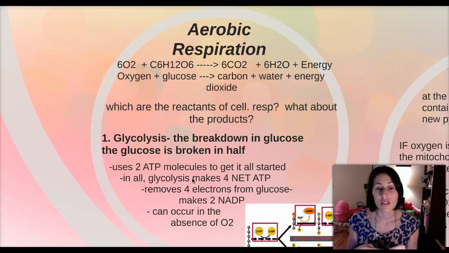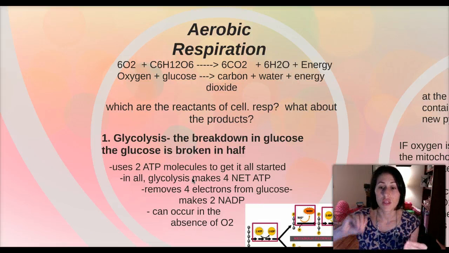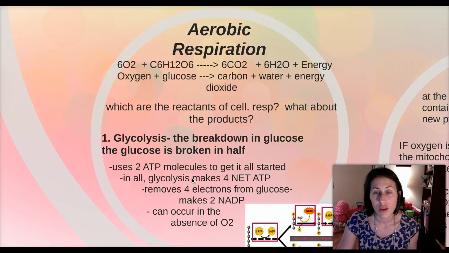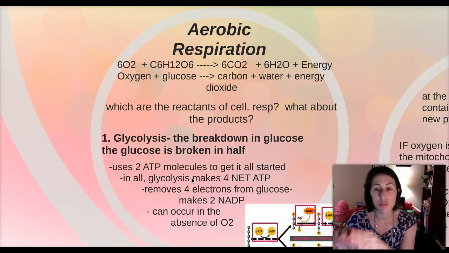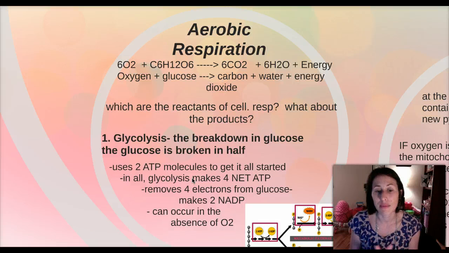It also makes 4 electrons. It strips those electrons off of the glucose, and it makes 2 full electron carriers, NADP, okay? It's very similar to the electron carrier that we saw in photosynthesis. This one's called NADP. It's specific to the cellular respiration process. Okay, this can occur in the absence of oxygen. So it doesn't need oxygen for this specific step to occur, all right?